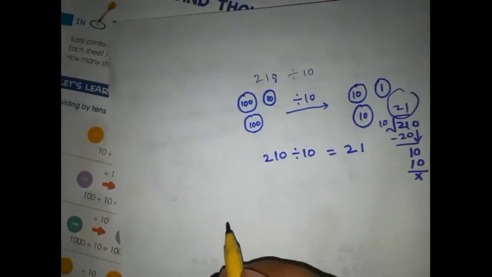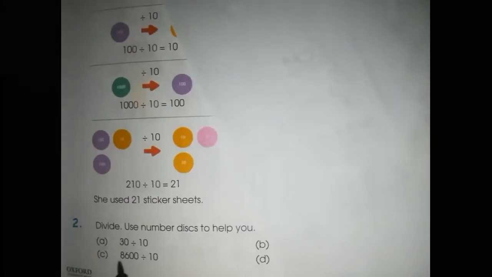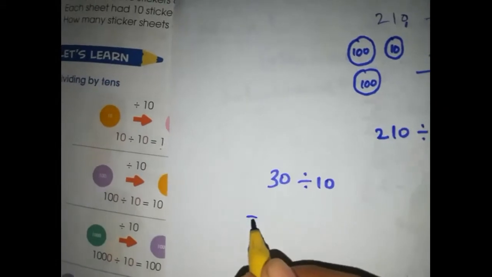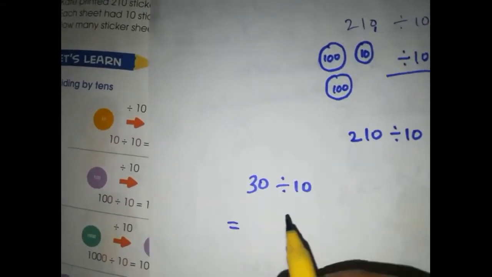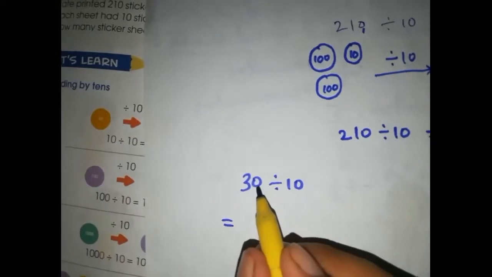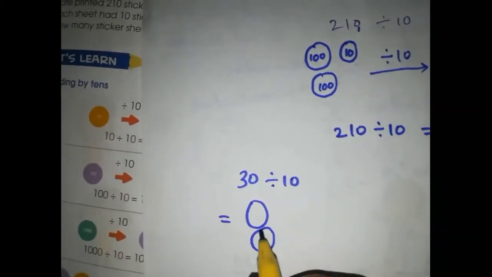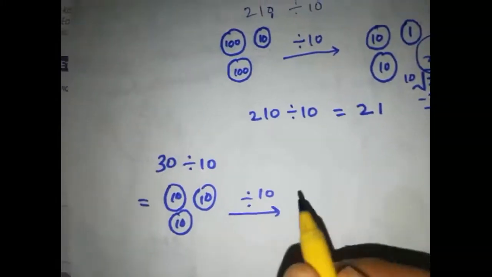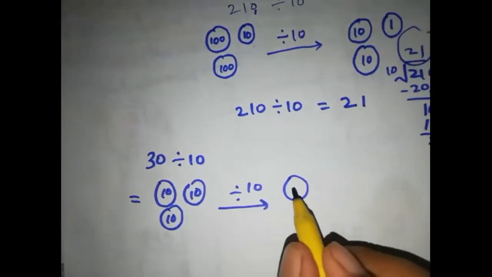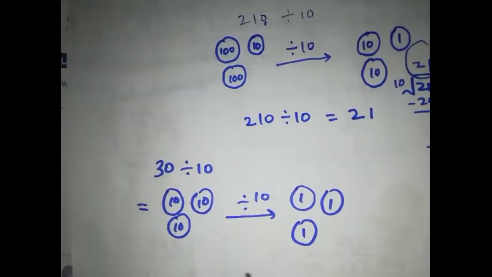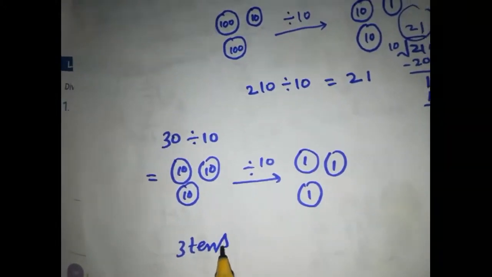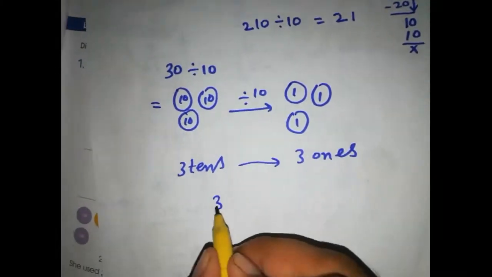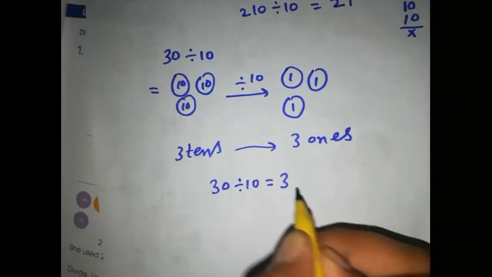Similarly we can solve question number 2: divide, use number discs to help you. There is 30 divided by 10. 30 means there are 0 discs of ones and 3 discs of tens. Divided by 10, we get 3 discs of ones. It means 3 tens become 3 ones. So we may write 30 divided by 10 is equal to 3.